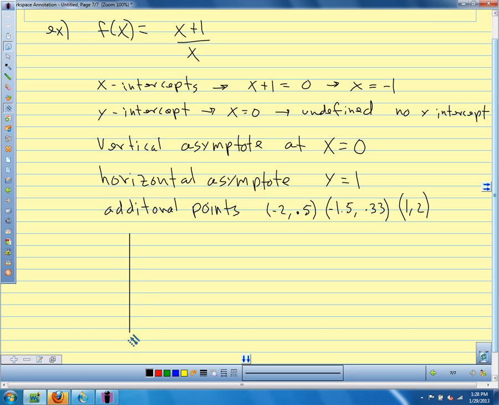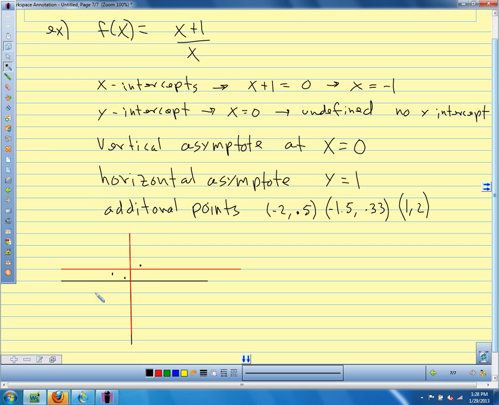So here are my axes. I'm going to sketch in my vertical and horizontal asymptotes. My vertical asymptote is at x equals 0, so the y-axis is a vertical asymptote. Horizontal asymptote is y equals 1. At -2, y equals 0.5, so my graph is here. At -1.5, y equals 1/3, so my graph is even smaller. And at x equals 1, my graph is up here at 2, above my asymptote.